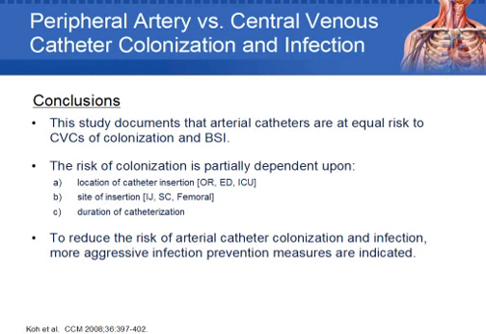We know the bioburden is much greater in the femoral area, second highest in the jugular, third in the subclavian, fourth in the brachial for central venous catheters, and the same would be true for arterial catheters. And then last, duration of catheterization. These authors then argued that to reduce the risk of arterial catheter colonization and infection, more aggressive infection prevention measures are indicated.